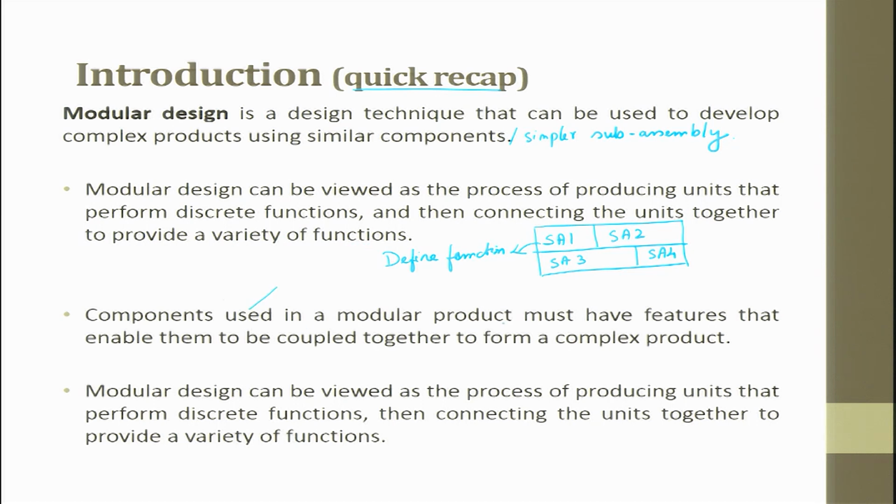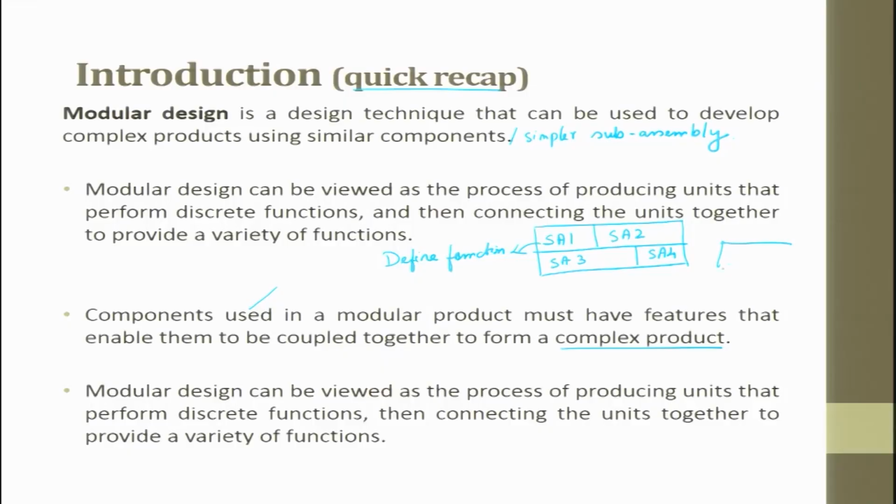Components used in the modular products must have features that enable them to be coupled together to form a complex product. So, first a complex product is taken, that is why even in concurrent engineering stage a design engineer plays a very important role, because when the functional prototype is getting developed itself, it can be distinguishedly classified, okay, this can be one assembly, this can be one assembly, this can be one assembly.